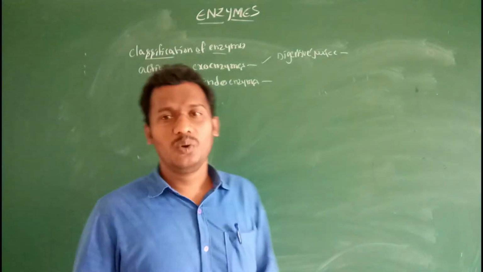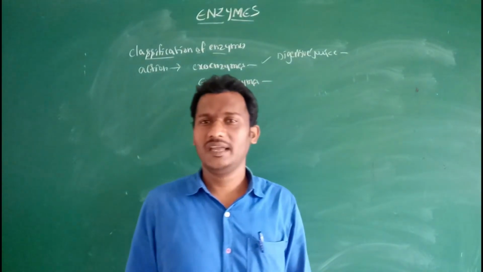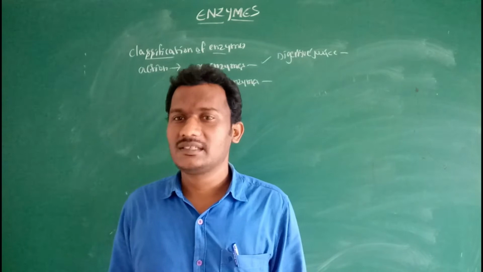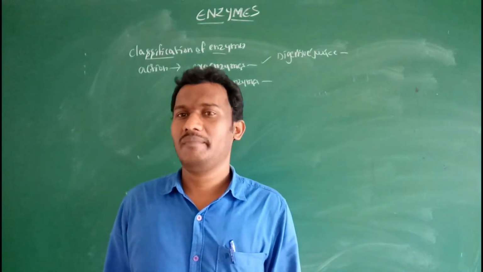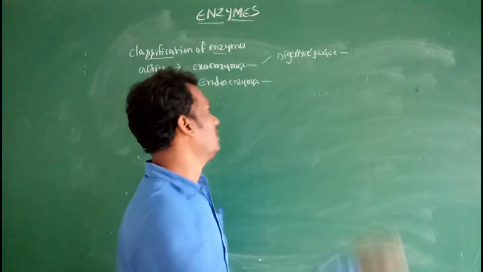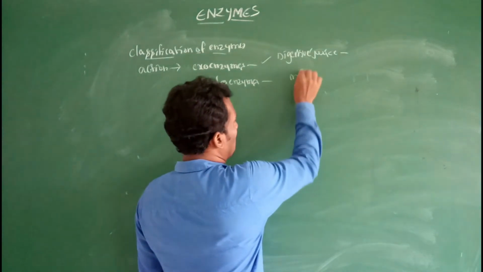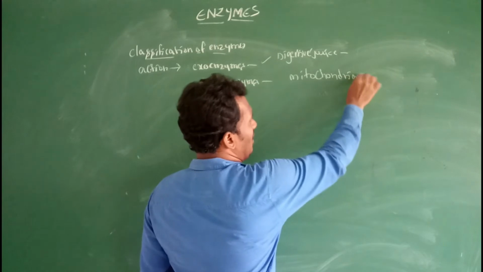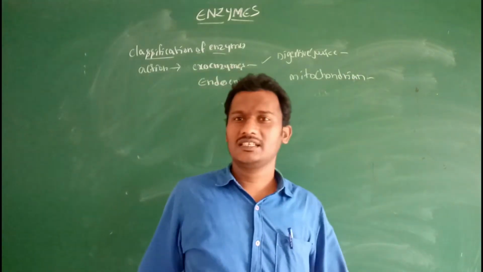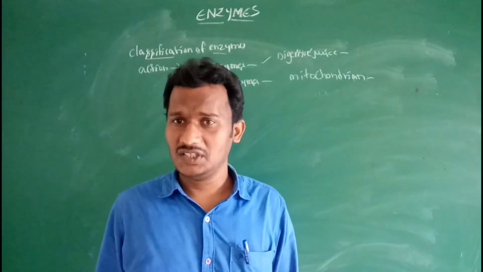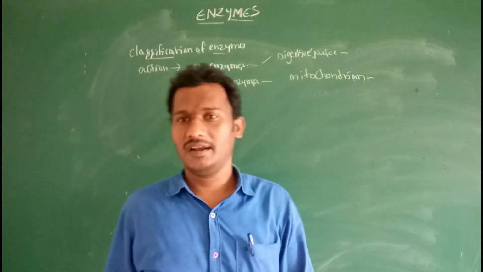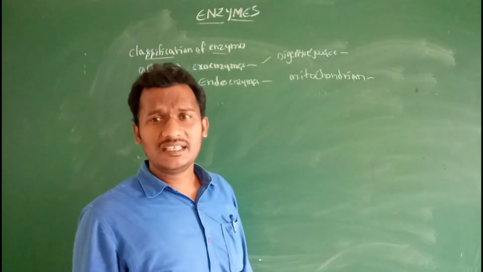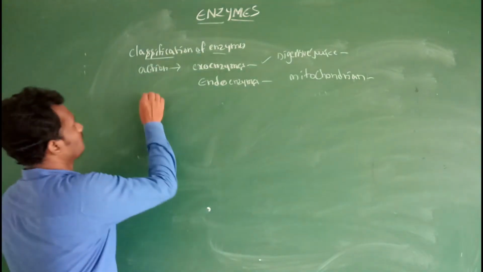Next one, endo enzymes. These endo enzymes are synthesized inside the cell, and also work inside the cell. So a number of metabolic enzymes, respiratory enzymes, that means mitochondrial enzymes, then chloroplast enzymes, photosynthetic enzymes, etc. Mitochondrial metabolic enzymes.